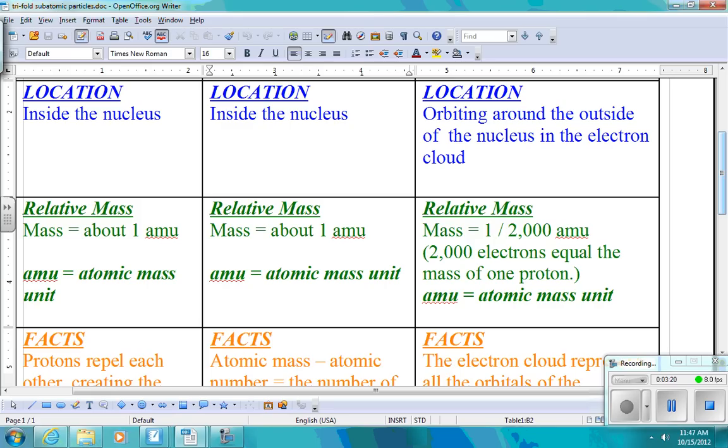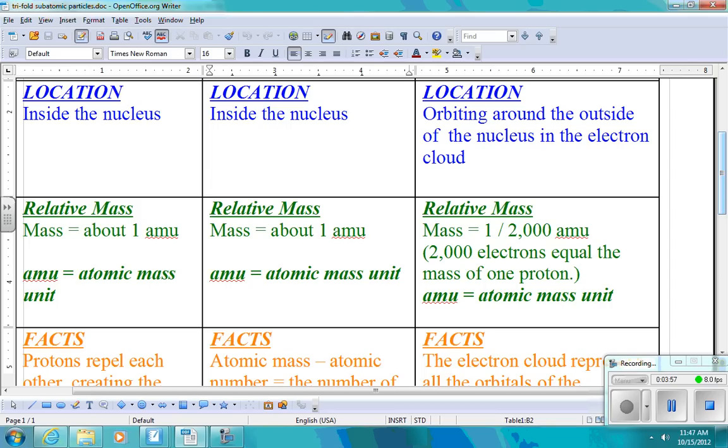about mass. Now, when we talk about the relative mass, again, we're talking about the mass of the subatomic particles in relation to each other. The proton has a mass of about 1 AMU. The neutron also has a mass of about 1 AMU. So they're relatively equal to each other. However, the electron is much, much smaller. It's only a fraction of an AMU, a very small fraction, 1/2000th of an AMU. For example, it takes about 2,000 electrons to equal the mass of 1 proton.